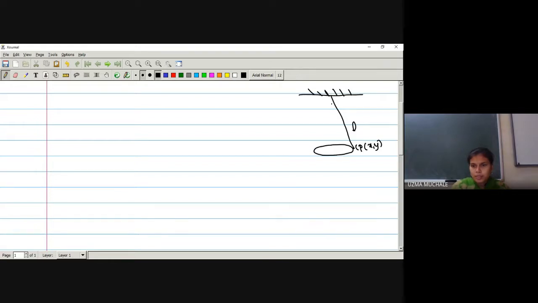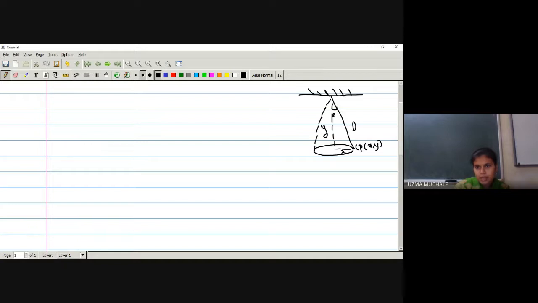So let me complete this. This is the y-axis and this is the x-axis. Combined, x square plus y square will be L square from Pythagoras theorem. Correct? So this is the construction of a simple pendulum, which I have shown you already in the last lecture.